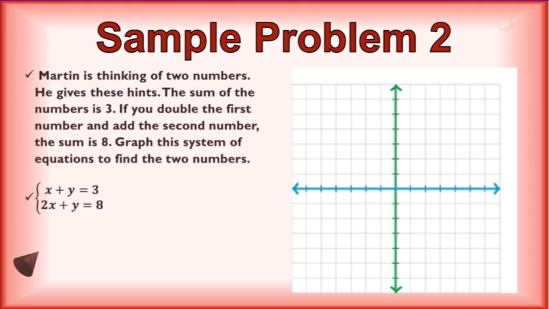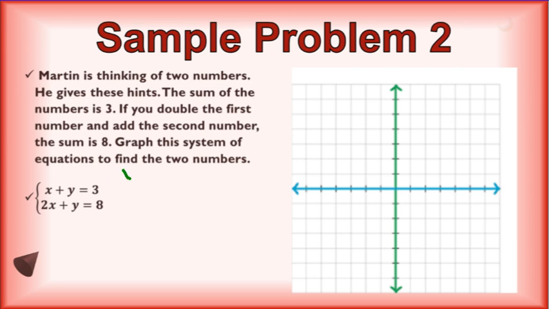Next one, Martin is thinking of two numbers. He gives these hints. The sum of the numbers is 3. If you double the first number and add the second number, the sum is 8. Graph this system of equations to find the two numbers. So here you have your system, x plus y equals 3. So we can graph this using the intercepts.